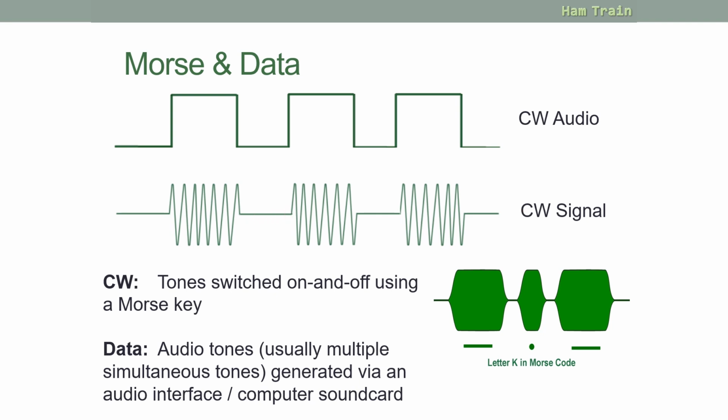So Morse code, the tones are generated on and off by a Morse key. And for data, it's usually using a computer. Usually multiple simultaneous tones generated by an audio interface from a computer. So a computer could send out some audio via some software into the radio and transmit it as data.